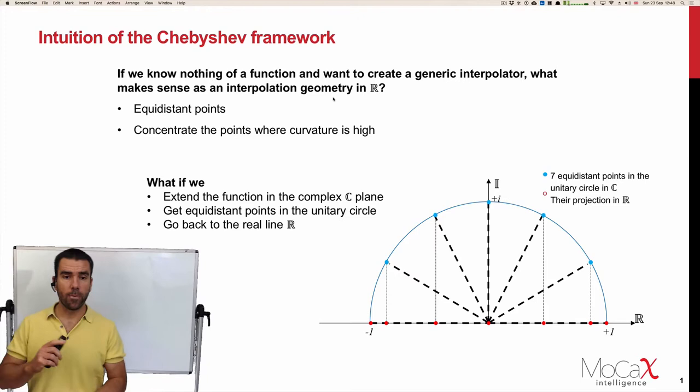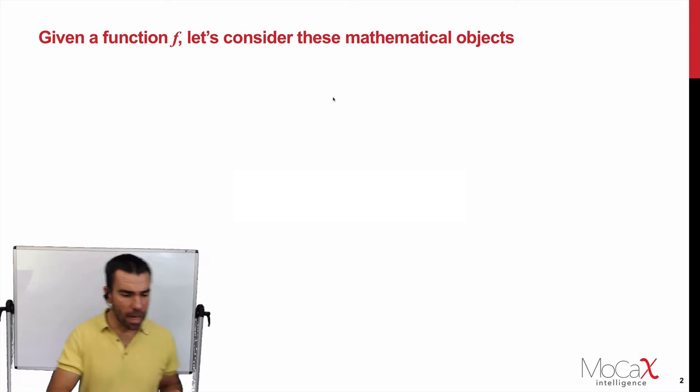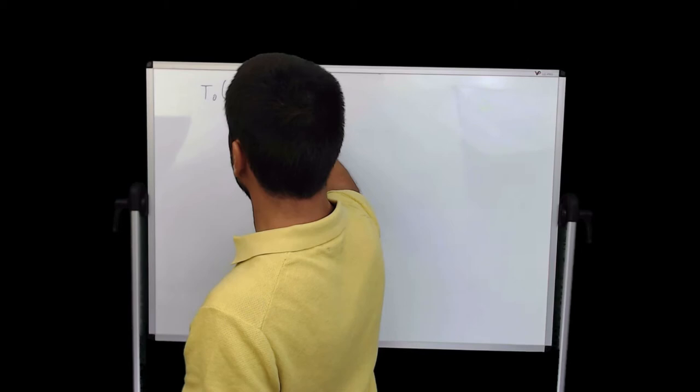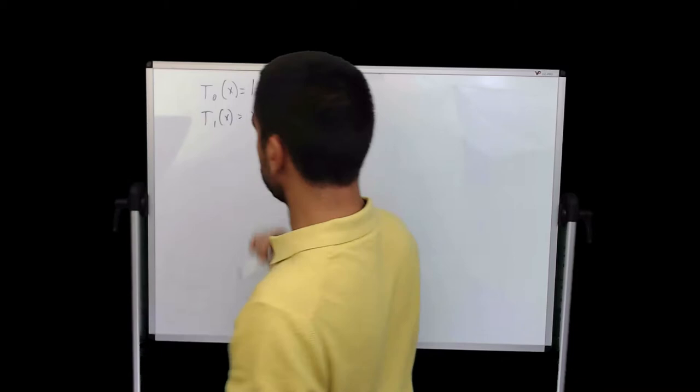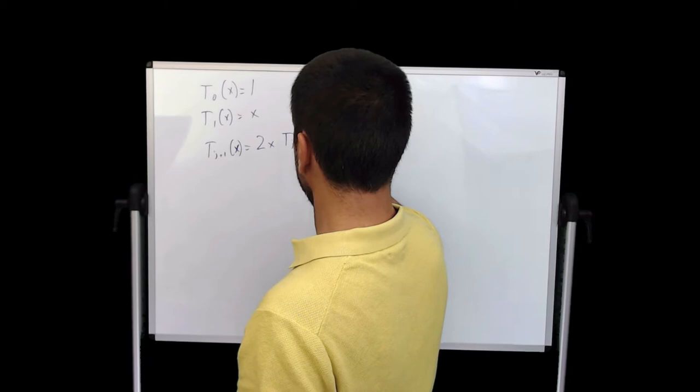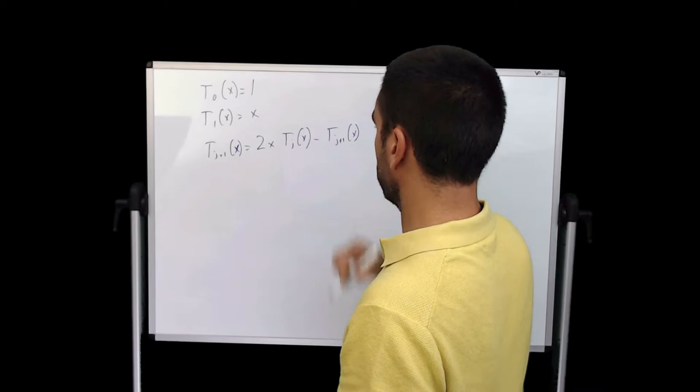Now, if we have a function f, let's consider the following. First of all, let's define the Chebyshev polynomials. We have T0, the first Chebyshev polynomial, is 1. T1 is x, and then we have the following rule: T_{j+1}(x) equals 2x T_j(x) minus T_{j-1}(x). Okay, that's how we can define them.